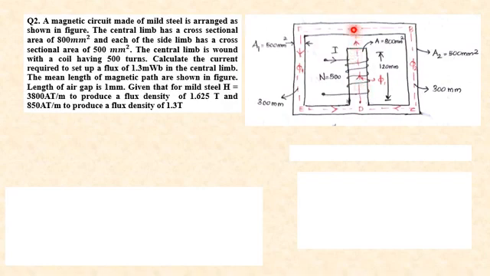Then the flux phi 1 will be present in the path A, F, E, D, and the flux phi 2 is in the path A, B, C, D. So let's take the reluctance of the core portion of the central limb as S, the reluctance of the air gap as Sg, then the reluctance of the flux path A, F, E, D as S1, and the reluctance of the path A, B, C, D as S2.